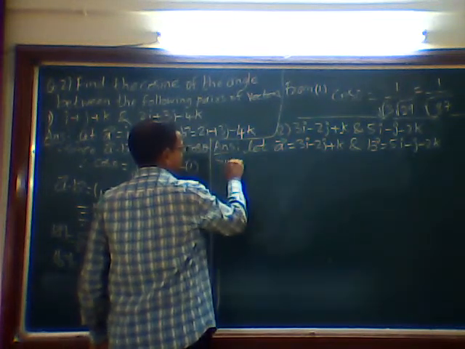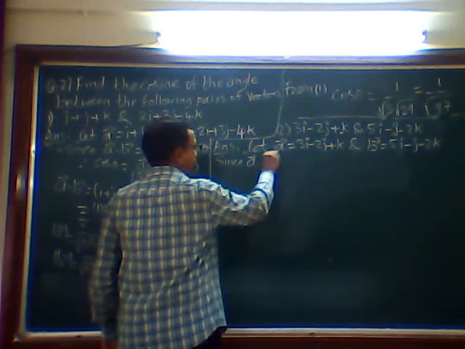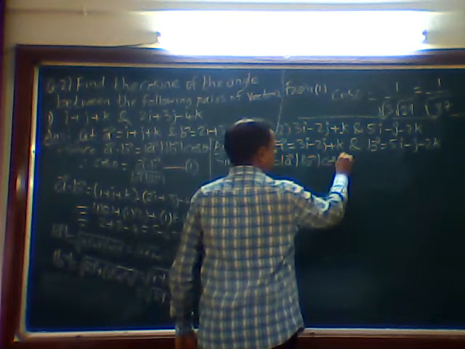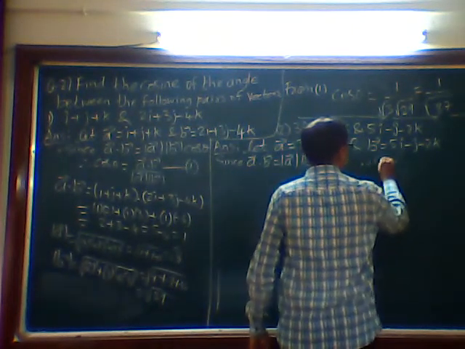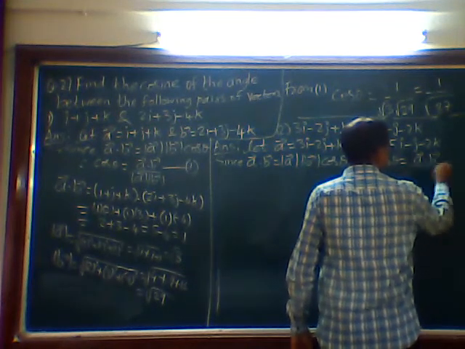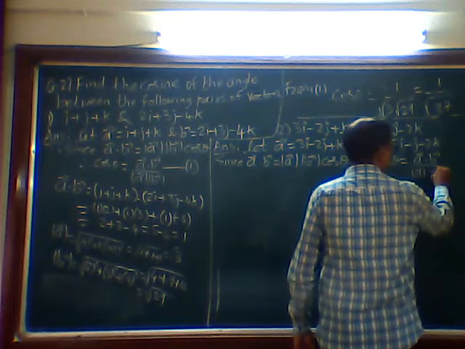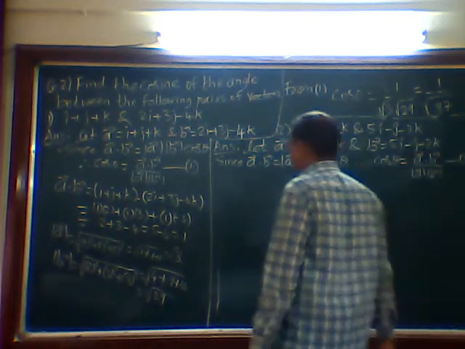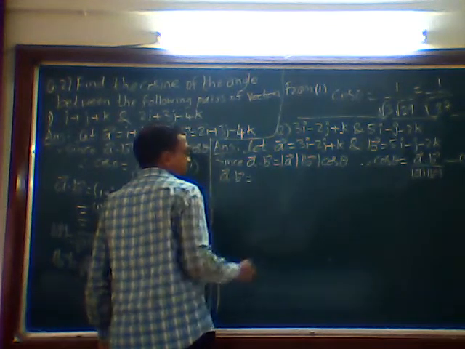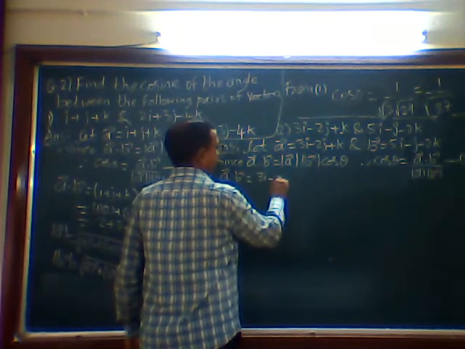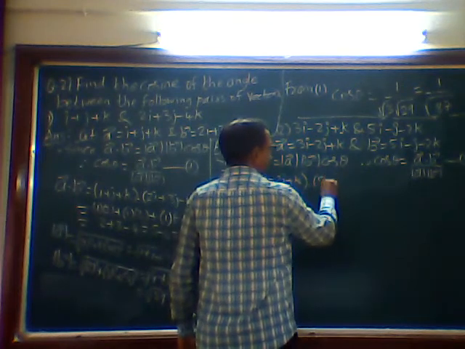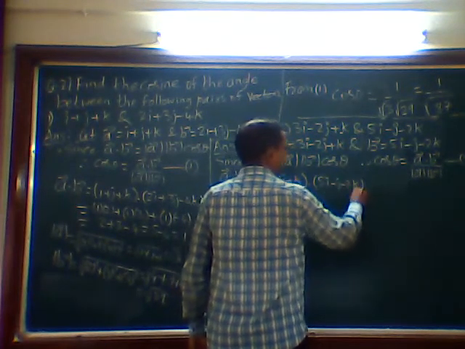Since a bar dot b bar is equal to mod a bar mod b bar cos theta, therefore cos theta is a bar dot b bar divided by mod a bar mod b bar. This is equation number 1. Then we will find a bar dot b bar. What is a bar? 3i minus 2j plus k dot 5i minus j minus 2k.